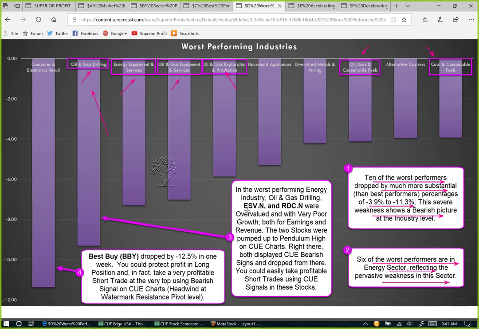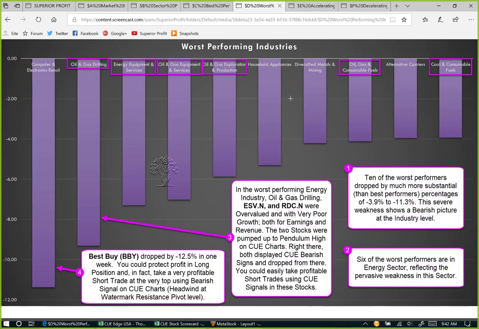And in this industry, we have two stocks, ESV and RDC. They were pumped up, they were overvalued already, and they had very poor growth, both for earnings as well as revenue. Still, the stocks went up a lot and they reached a high level, we say pendulum high, a level where we don't want to initiate new longs and may even start looking for shorts. So we had these two stocks that were already overvalued. On top of that, they were poor growth stocks as well. The industry was weakening and they were at pendulum high. They both displayed bearish signs and dropped from there. You could easily take profitable short trades or at minimum protect profit in long positions.